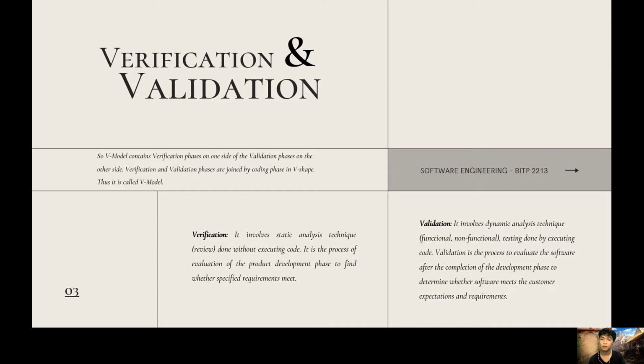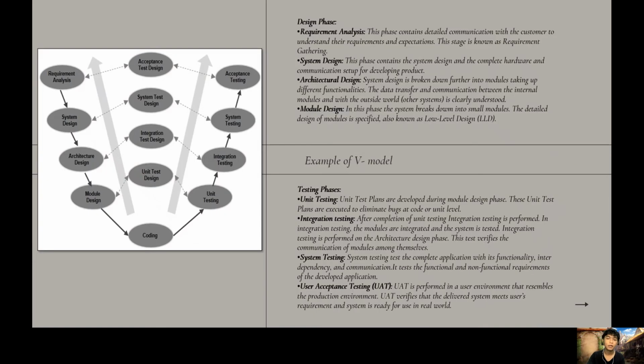Validation is the process of evaluating the software after completion of the development phase to determine whether the software meets the customer expectation and requirement. Next, we go to the example of the V model. In the example of the V model, we can divide it into two phases, which are the design phase and the testing phase.